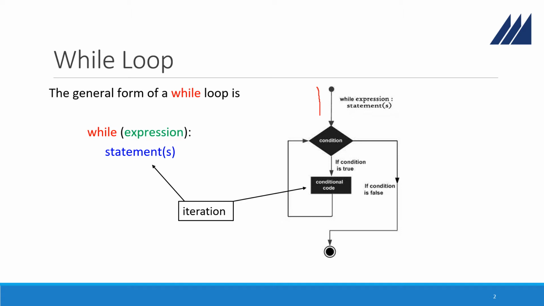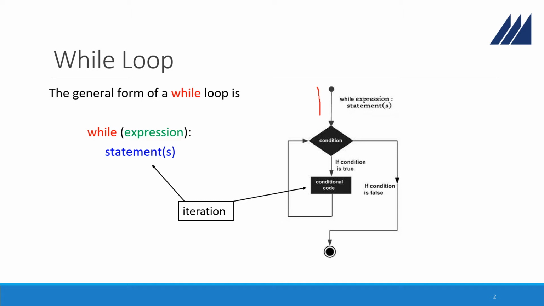It's very similar to the if statement. If you remember the if statement with the condition, if the condition is true, you're going to take the branch, and then you're going to continue to the rest of the program. If the condition is false, you're going to skip the branch and continue to the rest of the program.